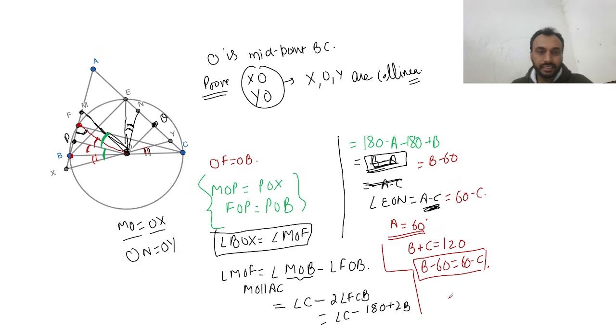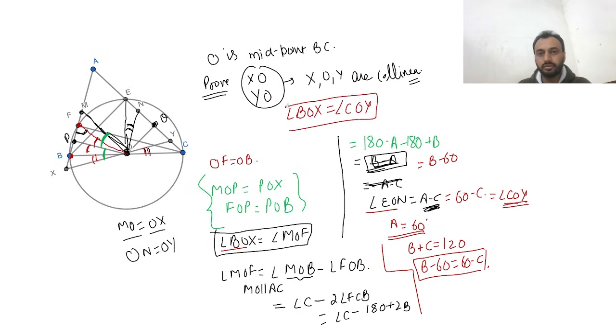So with that, we can say that it is a straight line, because we proved that angle EON is basically equal to the angle COY. So COY angle is equal to BOX angle. So we can say that it is a straight line, or XY passes through O.